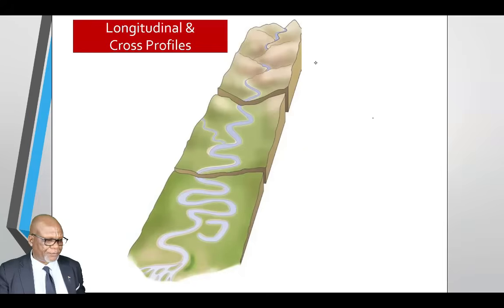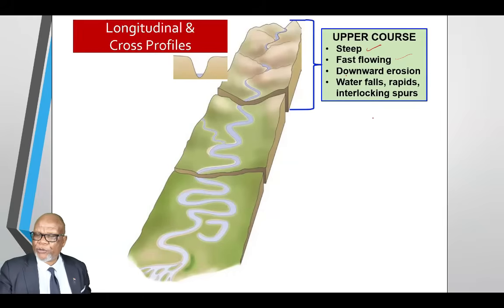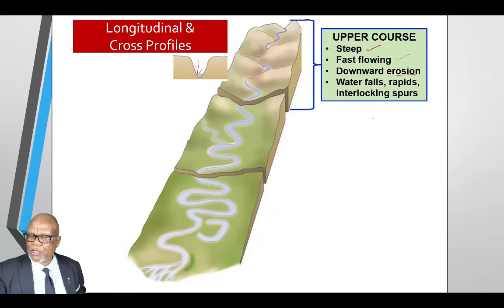Now we have the stages of the river. We have the upper course. What are the characteristics? It is steeper and water is flowing fast. The water is very little. There is a little amount of water, but the water is flowing fast. Why is water flowing fast? Because of a steeper gradient. And the type of erosion here is downward erosion or vertical erosion.